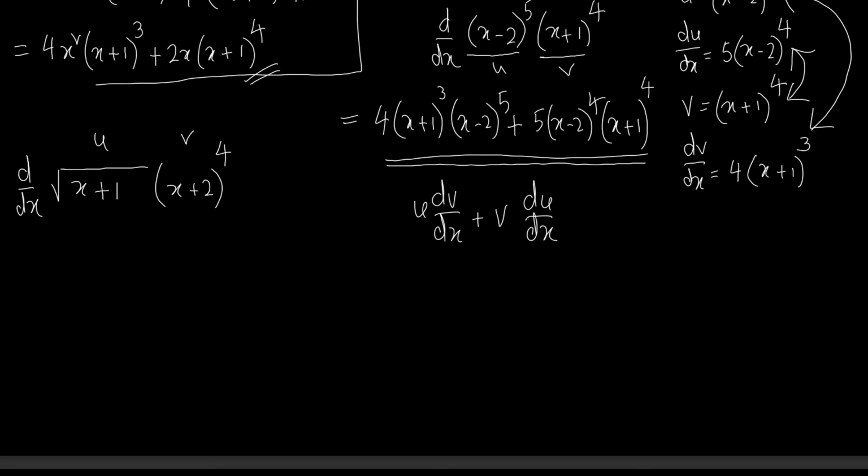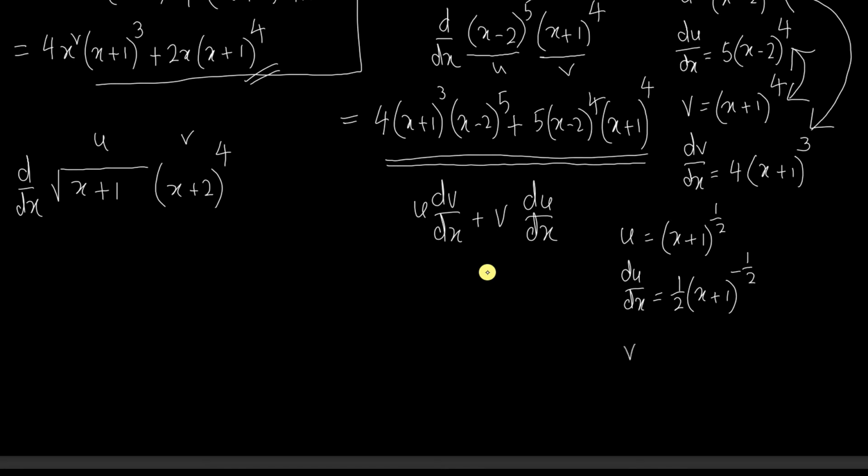If I consider u, u is x plus 1 to the power half. If we differentiate, du by dx, we get half into x plus 1 to the power half minus 1, which is minus half. We can write it like this. Inside, if we differentiate, we get 1. So if we multiply by 1, it would be the same.